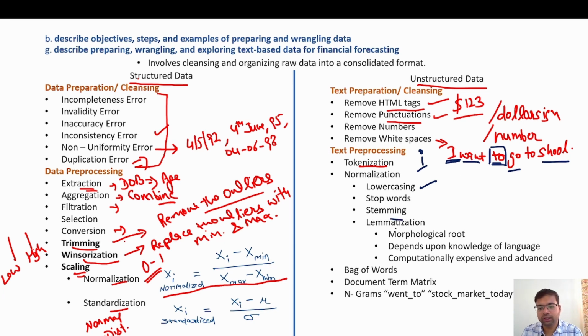Then the stemming and lemmatization. Stemming is like you are given two words. Suppose, stemming and lemmatization. I will tell you what this is.